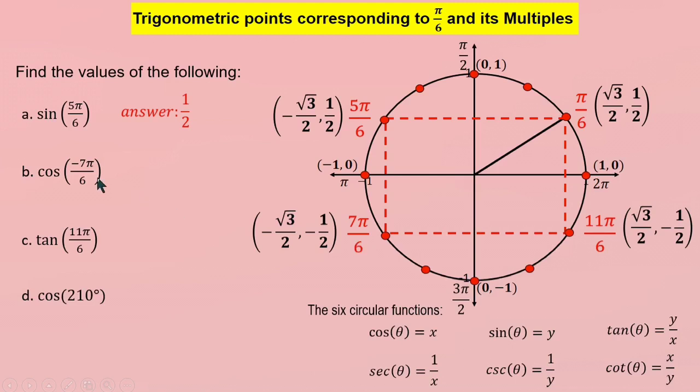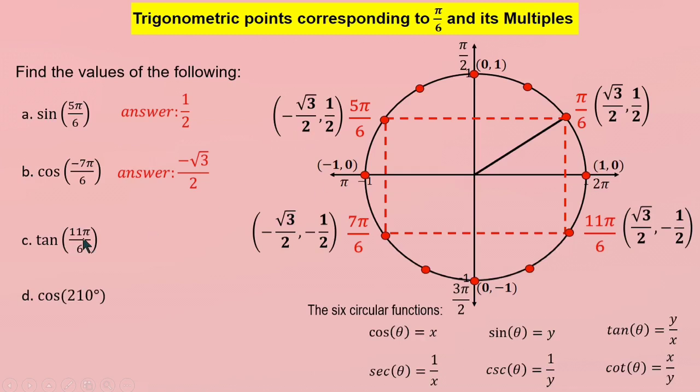But since this is multiple of pi over 6, we count 7 times in a clockwise direction. We start in here. This is negative pi over 6, then negative 2 pi over 6, negative 3 pi over 6, negative 4 pi over 6, negative 5 pi over 6, negative 6 pi over 6, and negative 7 pi over 6. It coincides with this point with coordinates negative square root of 3 over 2 and 1/2. Thus, cosine negative 7 pi over 6 is negative square root of 3 over 2, the x value.